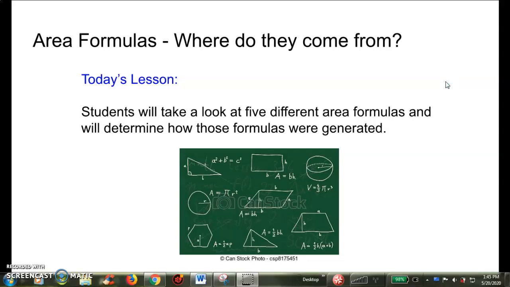Hey everybody. All right. I think the topic of today's lesson is pretty self-explanatory by reading the title slide. We're going to take a look at the area formulas for 5 of the figures in this picture, and we're going to figure out where they came from. The point here is that mathematicians do not just make up formulas out of thin air. There's a reason for the formulas, and that's what we're going to talk about.